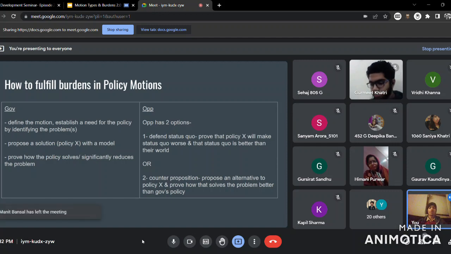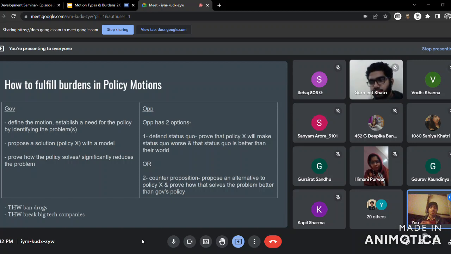So opposition can have any one of these stances. What opposition does decides the future course of the debate for both Gov and Op. So three, four things that we need to discuss further here.